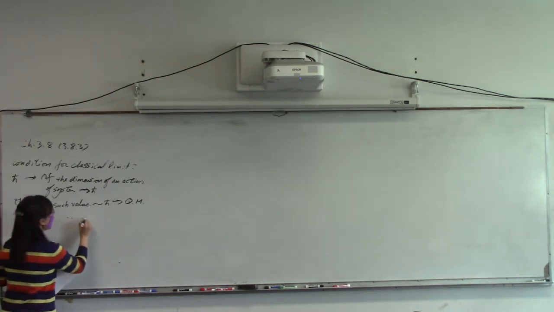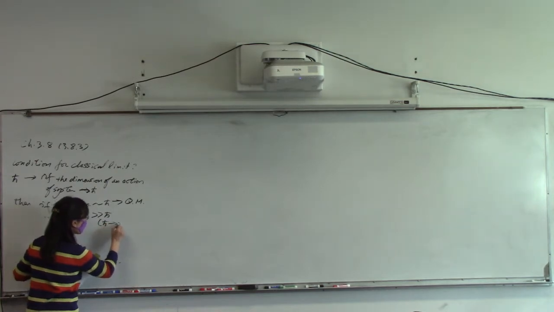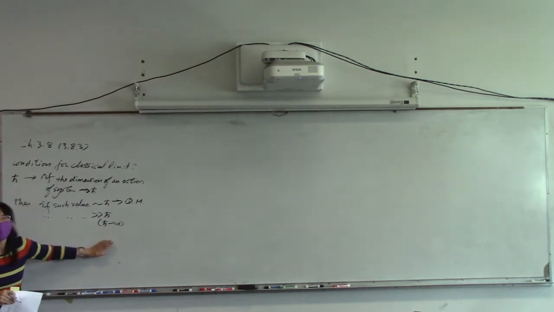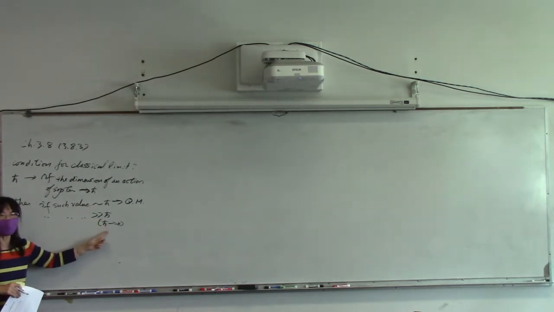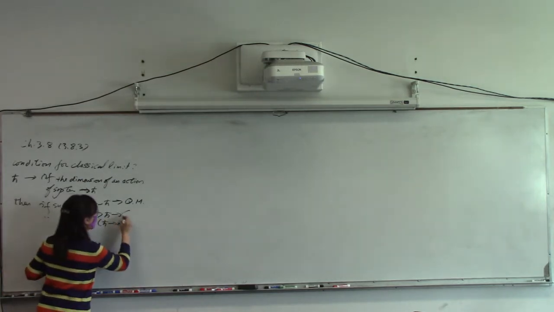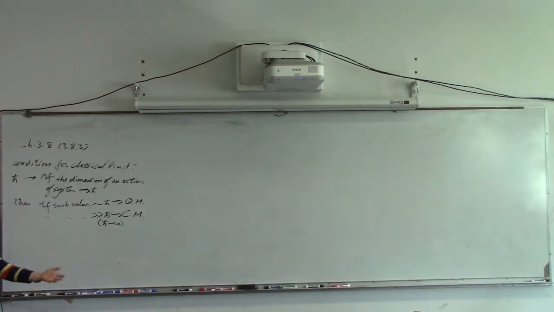But if this value is much, much larger than h bar, or in a sense we say h bar goes to 0. This does not mean the h bar value goes to 0. That means that compared with this quantity, h bar is very, very small, so this one is very big. Then we are in the classical limit, where a classical description is enough to describe the system.